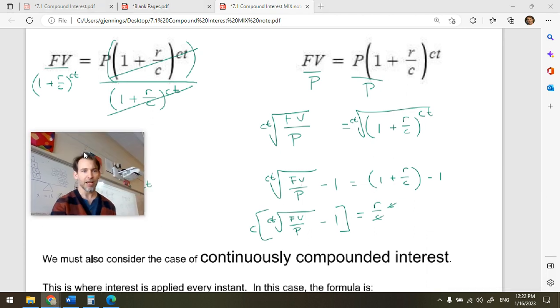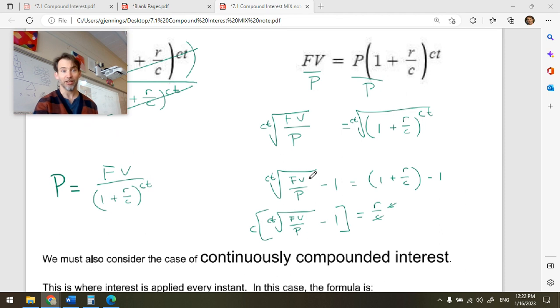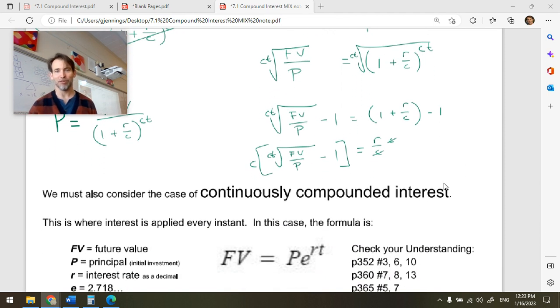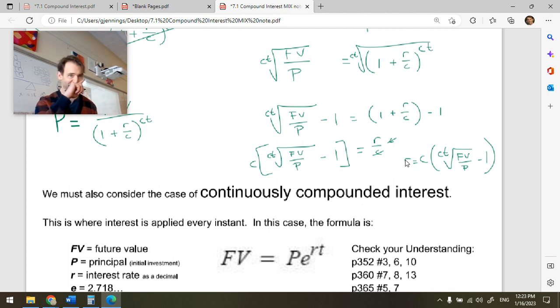So that's rearranging to solve for the necessary interest rate to achieve certain investment goals. Writing that out in a nicer way, r is equal to c multiplied by the ct root of future value divided by the principal, minus 1. There. So that's that formula.